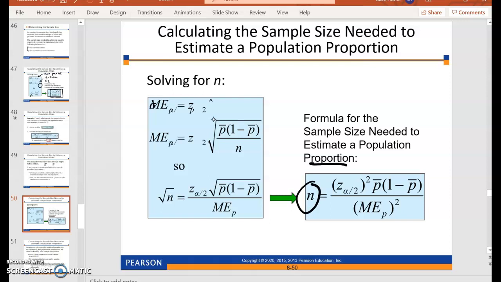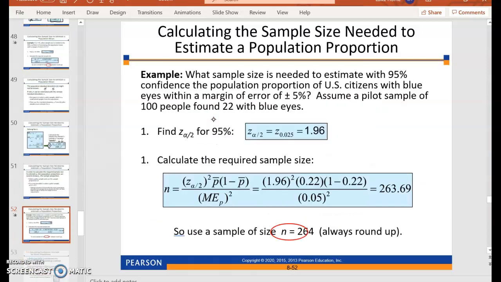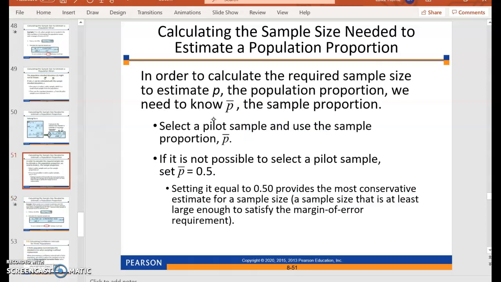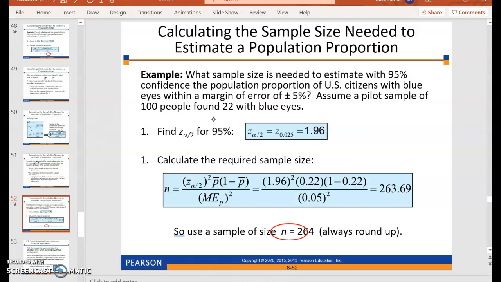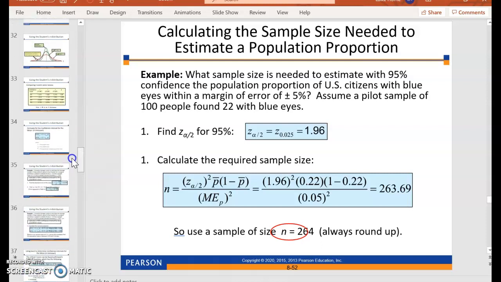Okay. And then here is the same thing to determine the sample size for a proportion. So you can see the difference here is p, the sample proportion, times 1 minus the sample proportion. And in order to calculate the required sample size to estimate the population, we need to know the sample proportion. And it's just talking about that and then calculating it. So we're going to be calculating the sample size in this section.